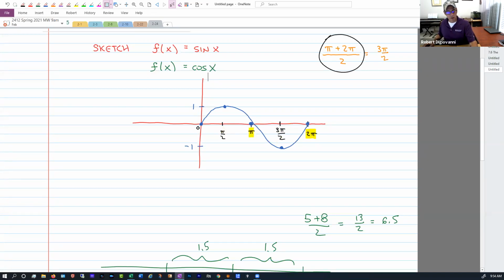Now I have to remember that cosine starts at 1 up here and ends at 1. I have to know that halfway is where it has its valley. And I have to know that these 2 points are where the x-intercepts are. I have to remember that. And then I draw my picture.